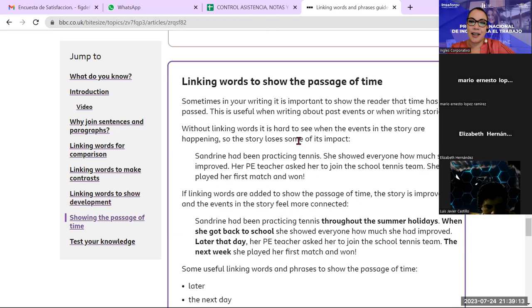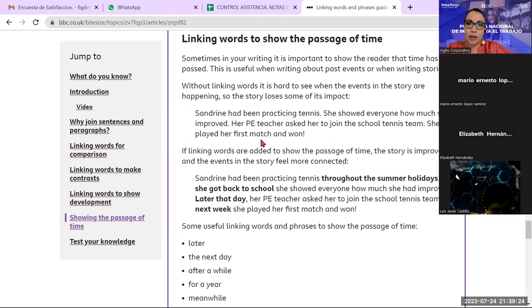Thank you so much. Now, the next part is the linking words to show the passage of time. Sometimes in writing, it is important to show the reader that time has passed. This is useful when writing about past events or when writing stories. Without linking words, it is hard to see when the events in the story are happening. So the story loses some of its impact.